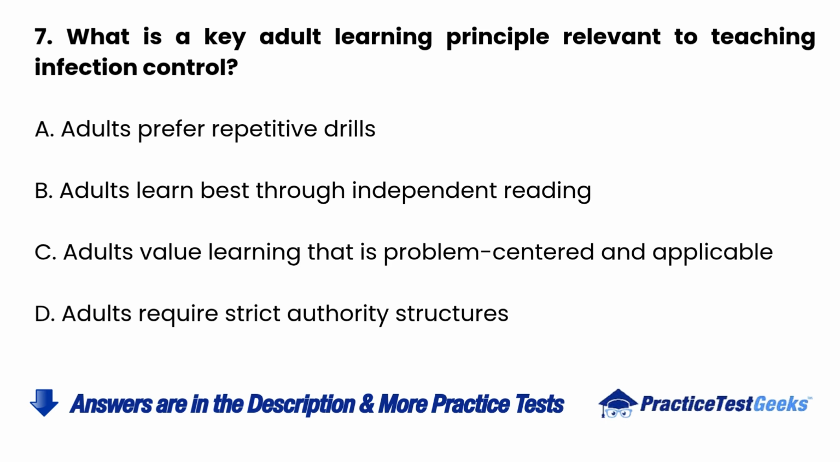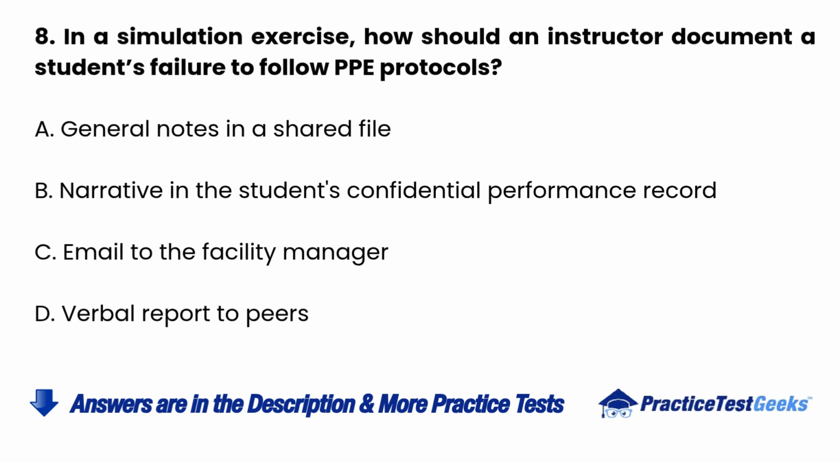A. Adults prefer repetitive drills. B. Adults learn best through independent reading. C. Adults value learning that is problem-centered and applicable. D. Adults require strict authority structures. 8. In a simulation exercise, how should an instructor document a student's failure to follow PPE protocols?